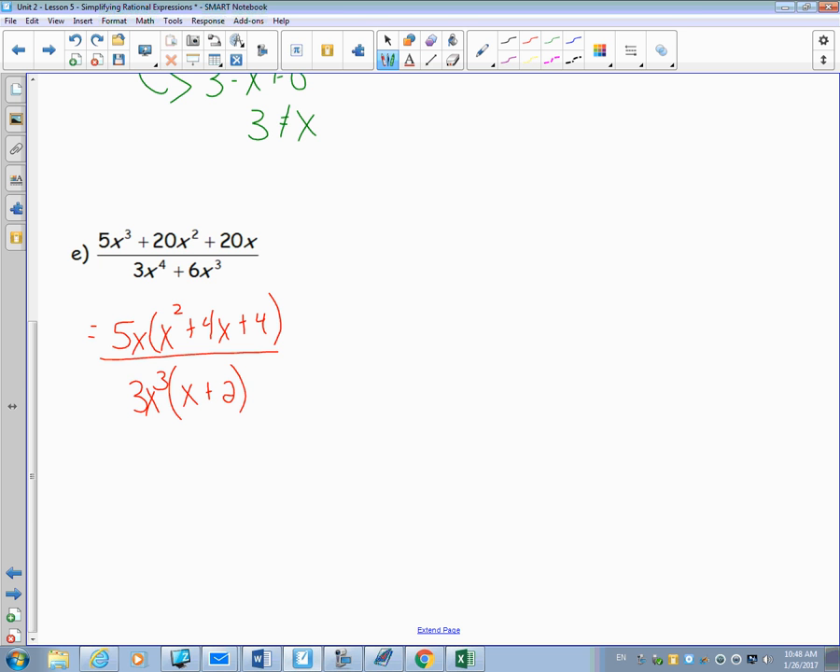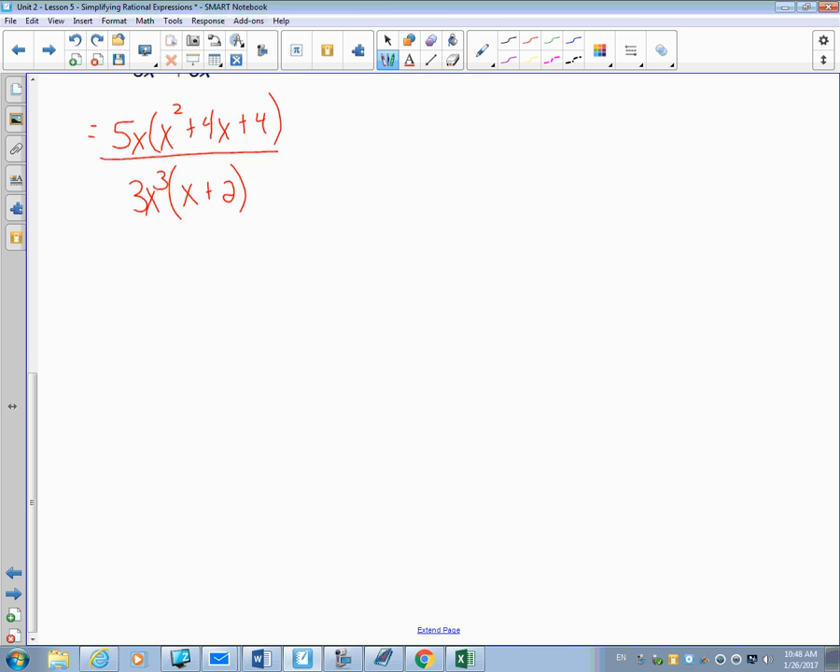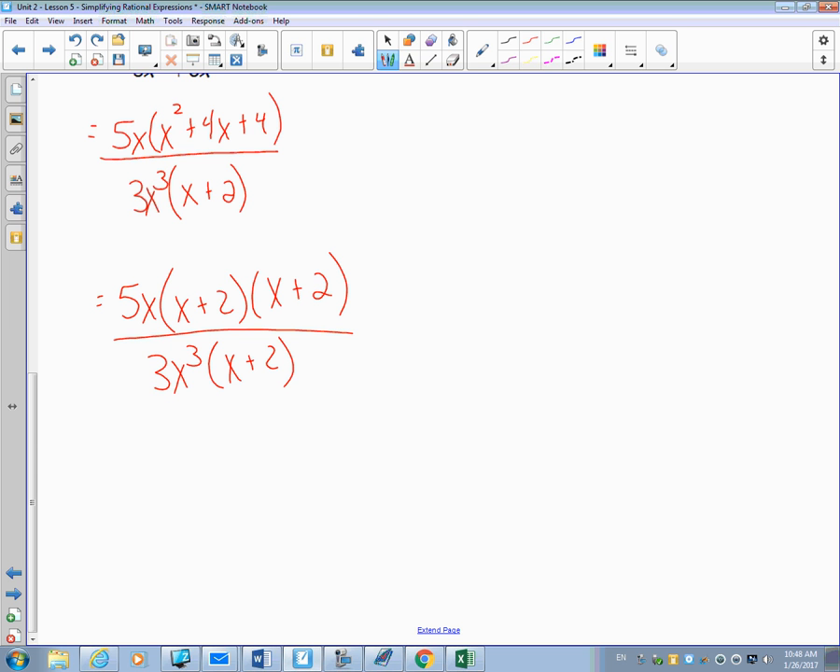On the top, inside the bracket, I can factor further. That looks like a simple trinomial. So x plus 2 and x plus 2. On the bottom, I can't really go any further because I have no exponents. Okay, it's all turned into multiplying now.